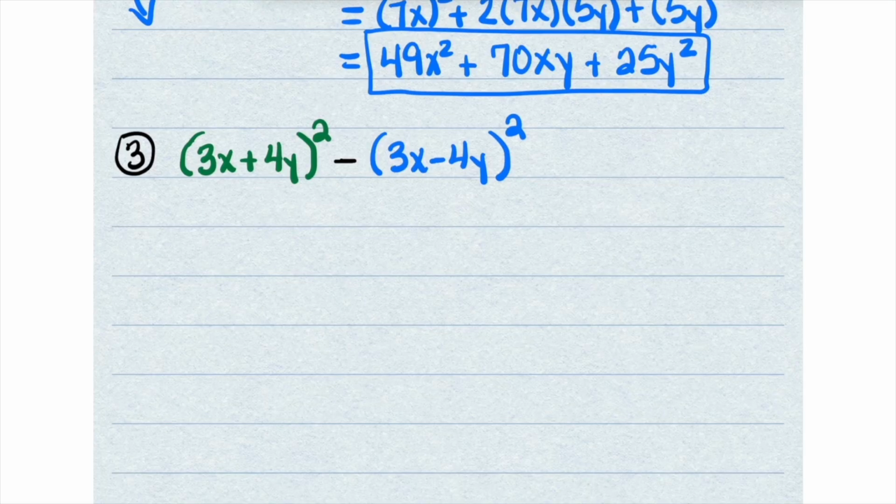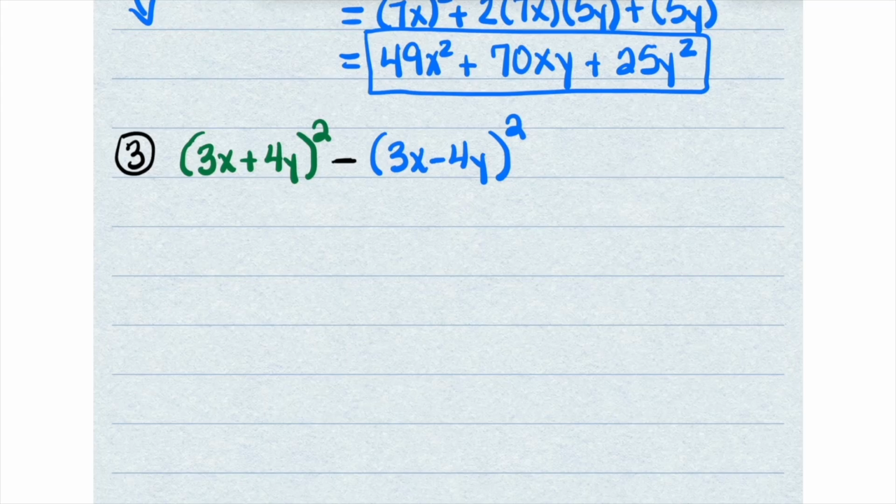All right, y'all. What are we working with here? Now, remember, you cannot distribute an exponent. That's not how exponents work.